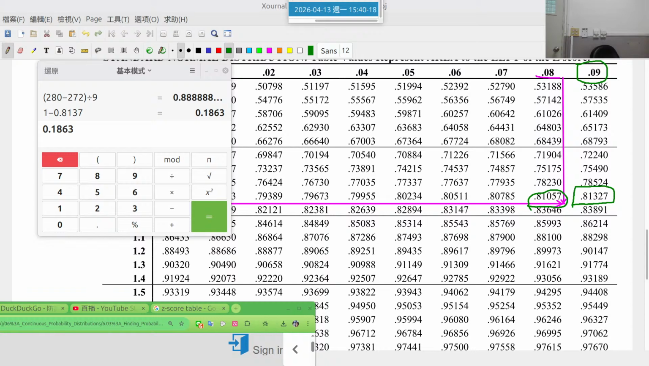So please let me know, because she reminded me the value should be 8132, but I used the wrong number, 8137. So that's the difference from the value in the textbook. So please let me know.